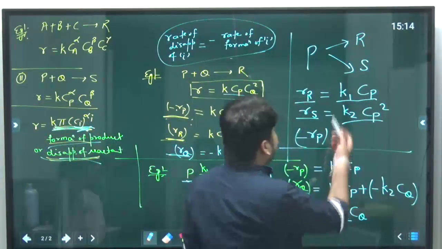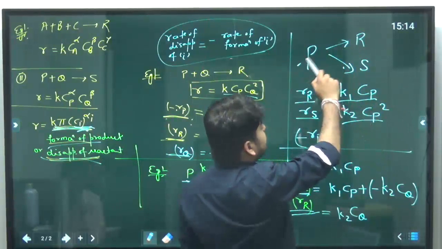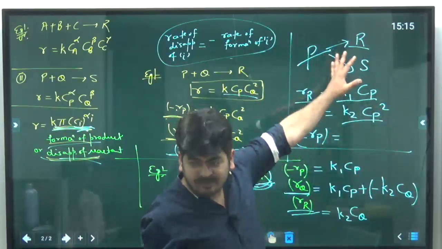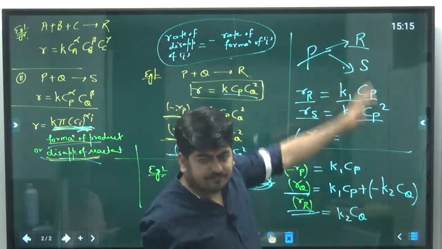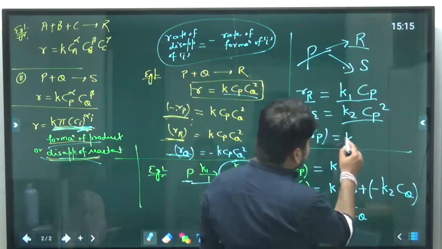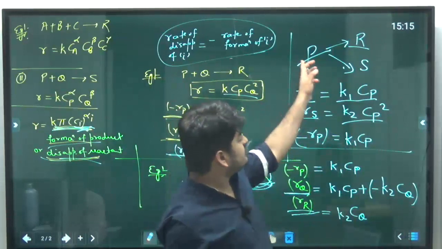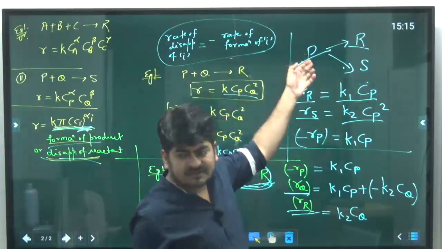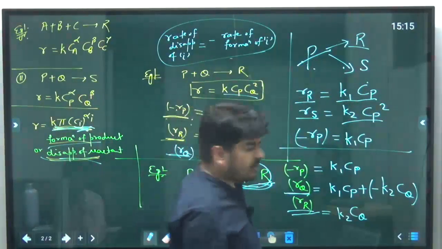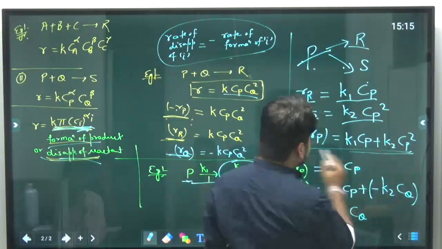Okay. So P is participating in both steps. So in the first step, the rate of disappearance of P and rate of formation of R has to be same, as their stoichiometric coefficients are same. Minus Rp equal to Rr. So it will be K1Cp. In the second step as well, their stoichiometric coefficients are same. So minus Rp equal to Rs from the relative rates, if you know. Okay. So it will be plus K2Cp square.